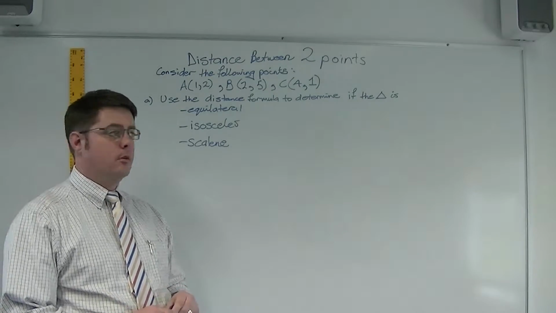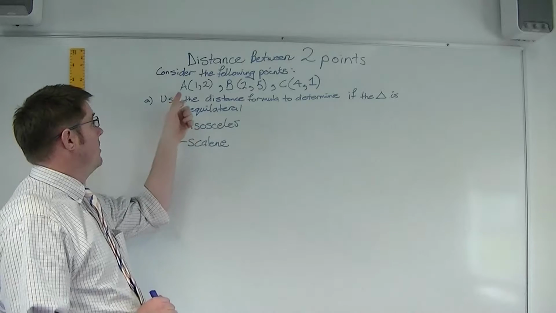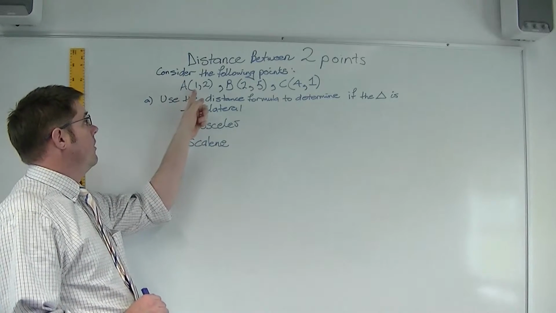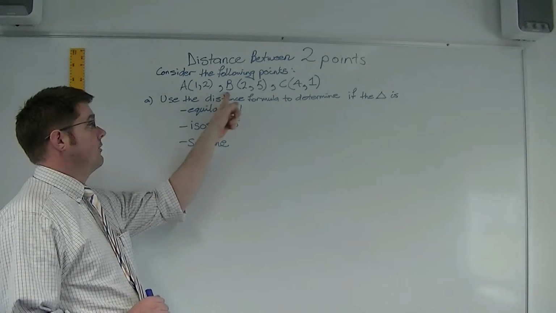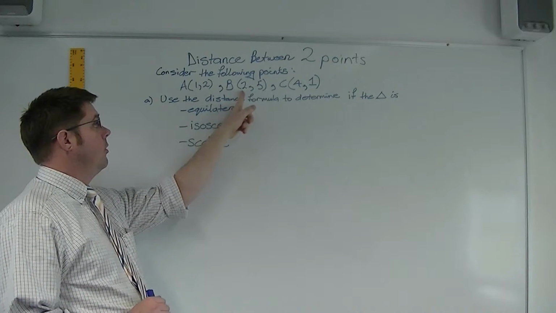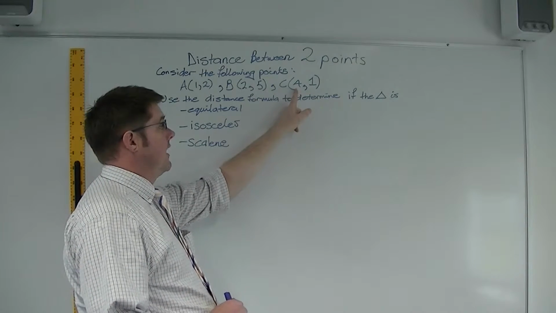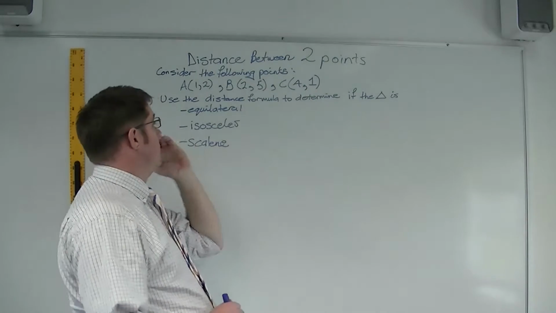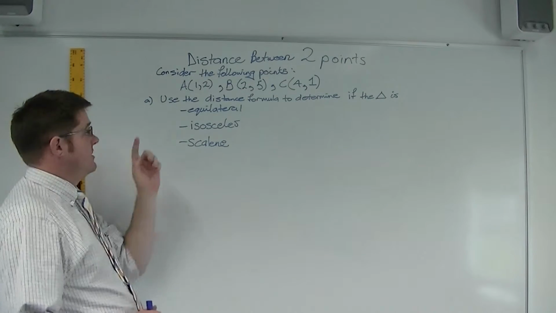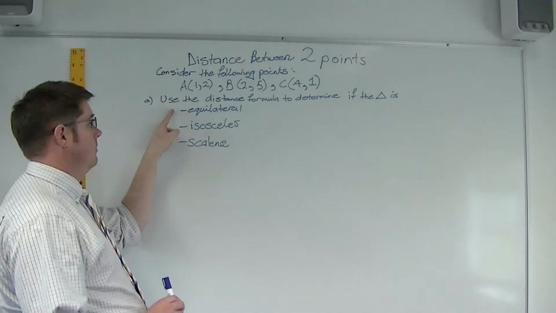For our next example, we're asked to consider the following 3 points. A, which has x coordinate 1, y coordinate 2. B, which has x coordinate 2, y coordinate 5. C, which has x coordinate 4, y coordinate 1. The question asked is, use the distance formula to determine if the triangle is equilateral.